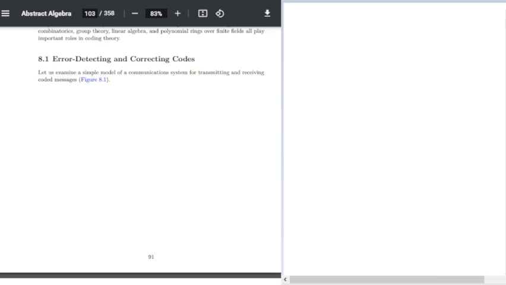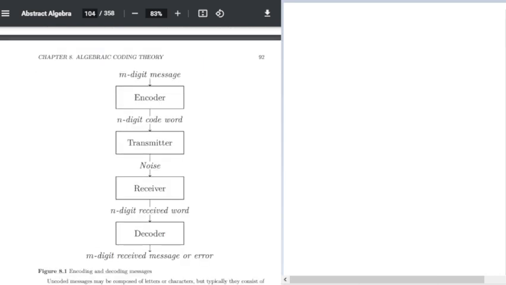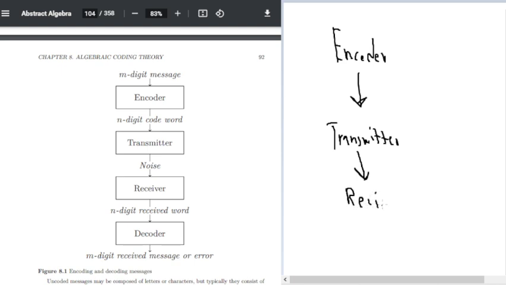8.1 Error detecting and correction codes. Let us examine a simple model of a communication system for transmitting and receiving coded messages. Figure 8.1, which is actually this. So we're going to write this here. So we have the encoder, to the transmitter, to the receiver, to the decoder.